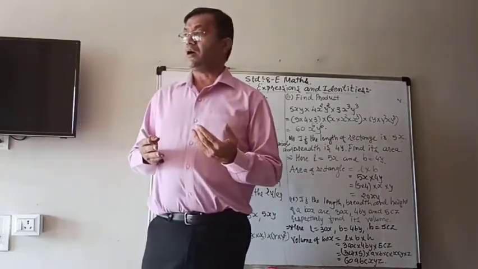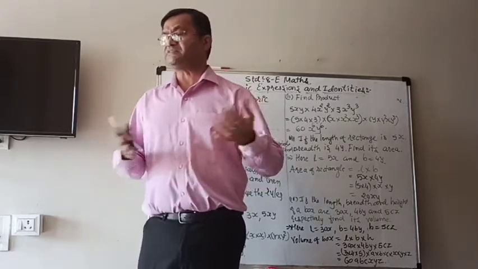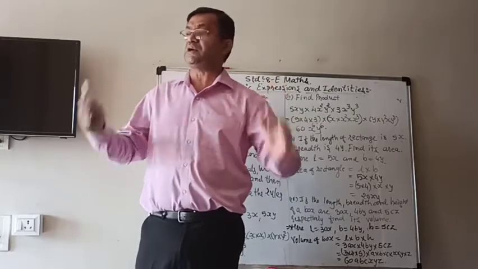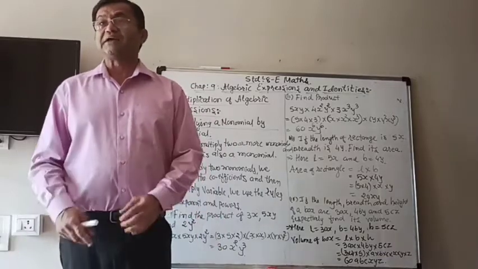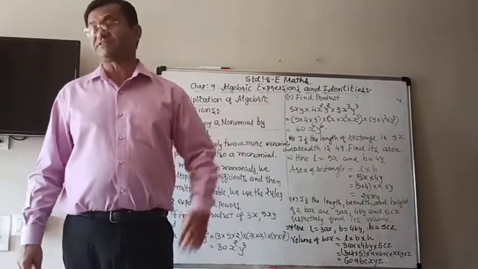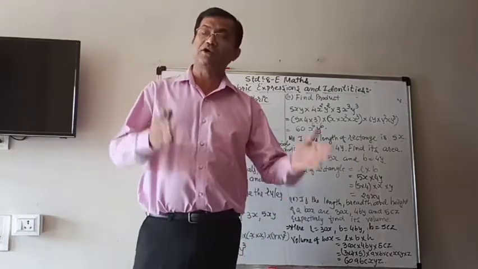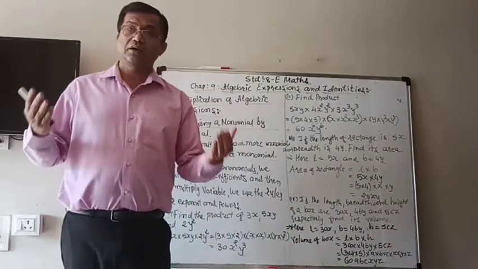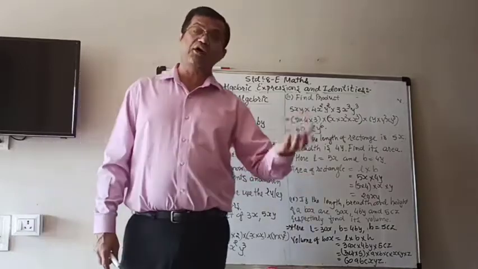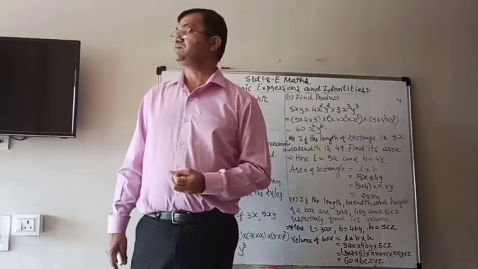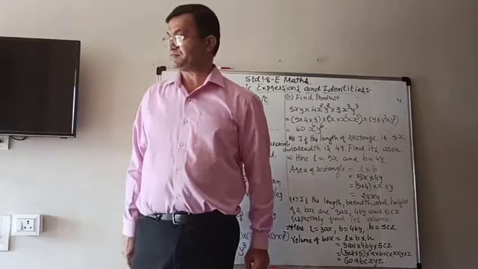Now, how can we apply this method? Sometimes in situations like that we have to find the area of a rectangle, but the measurements are given in the form of monomial expressions, or the volume of a cube or cuboid, when the dimensions like length, breadth and height are given in the form of monomials. Then also we have to use this product of monomials.